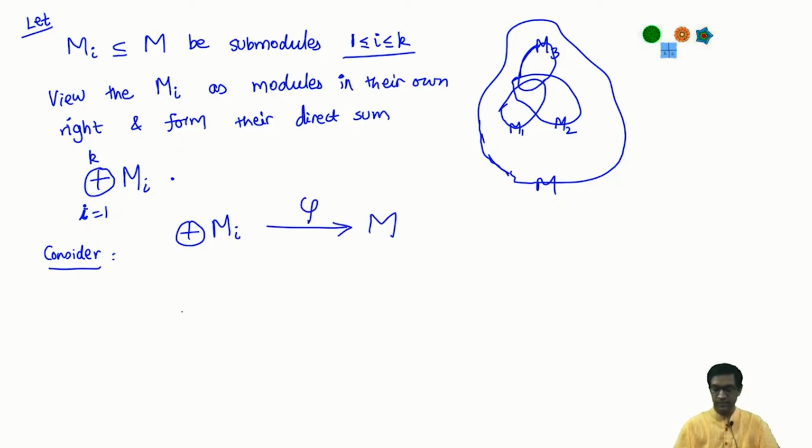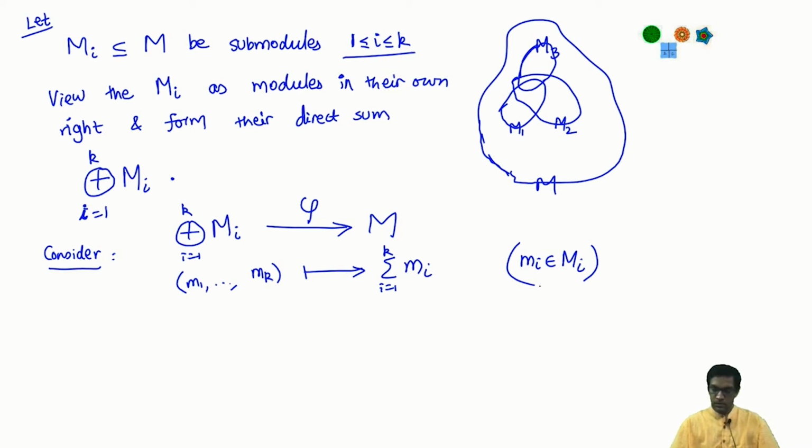Okay, so consider the map phi from this direct sum. So what is this map going to be? Well, a typical element here looks like this, (m1, m2, ..., mk). So what I'll do under this map phi is to just send it to the sum of these elements, for all mi coming from Mi. Now this map I can always define whenever I have a collection of submodules, and it is very easy to see again that this map phi is in fact a homomorphism.